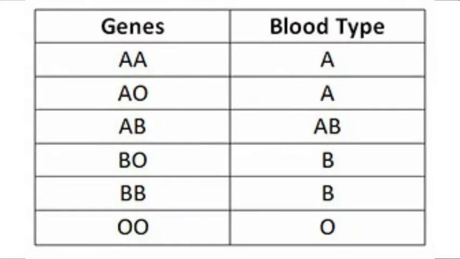Another means of inheritance is multiple alleles. So this just means that for any given trait, there are more than two versions of the gene that can be passed down. An example of this that we talked about in class is blood types. We actually have three different alleles for blood types. We have A, B, and O. And this leads to multiple different phenotypes. So rather than just having a dominant or recessive phenotype, we actually have four different phenotypes for blood type. We have type A, type B, type AB, and type O. So multiple alleles can lead to more than one trait being possible for one gene.